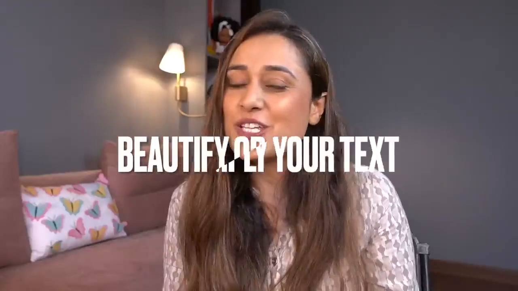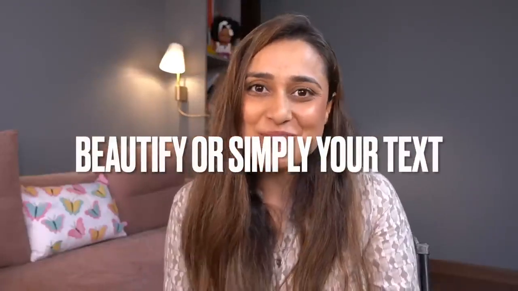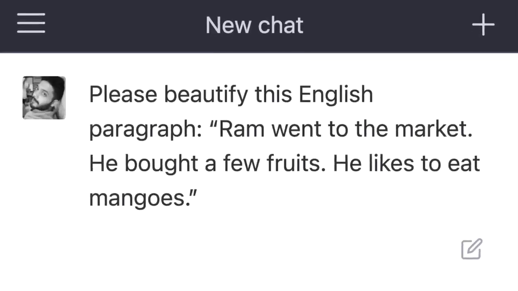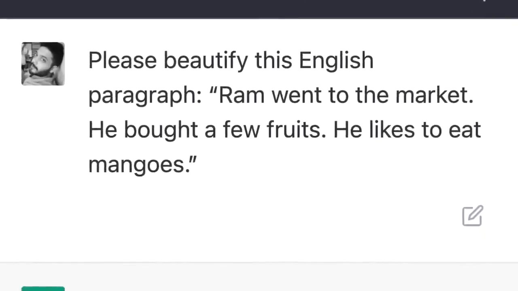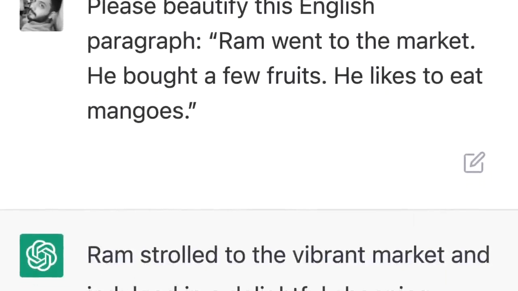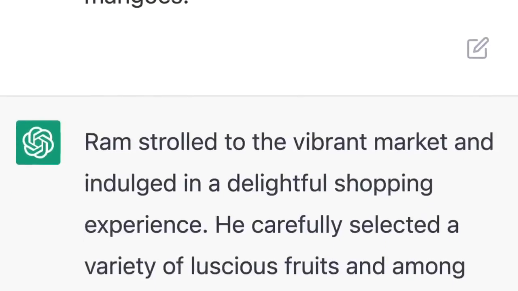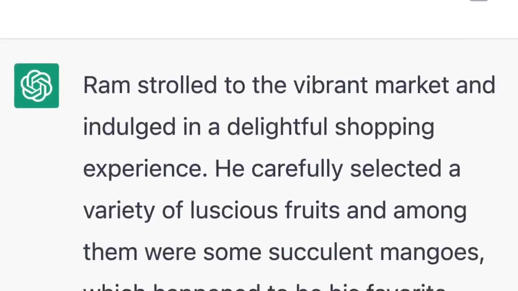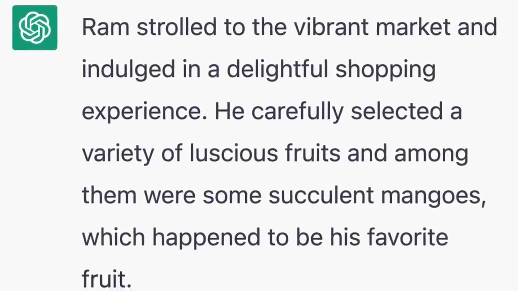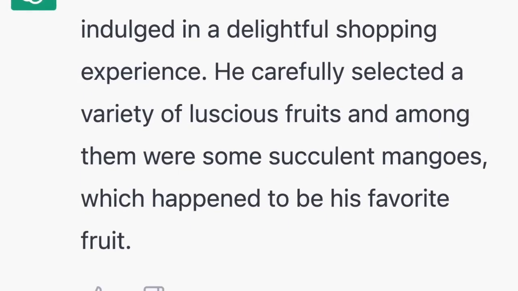You can use ChatGPT to beautify and simplify your English sentences. Okay, so you have to give it a prompt saying something like this. Please beautify this English sentence. Ram went to the market. He bought a few fruits. He likes to eat mangoes. To me, it gave this answer. Ram went to the market and purchased a delightful assortment of fruits. His particular fondness for mangoes led him to include some in his purchase, eager to savor their sweet and juicy flavor. Wow, isn't this amazing?